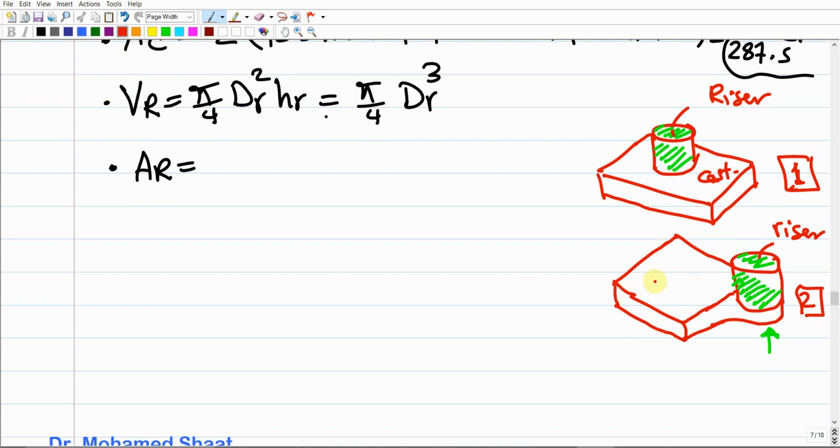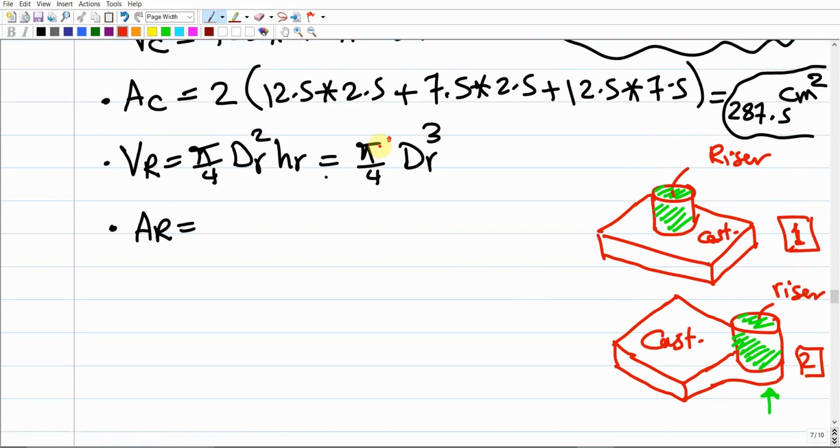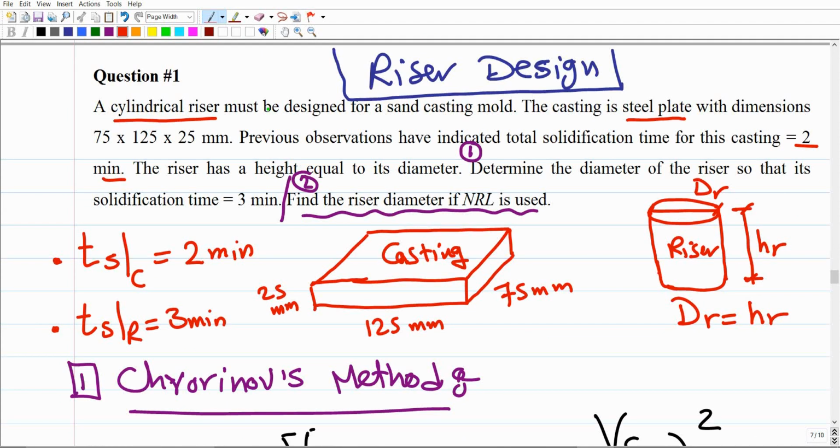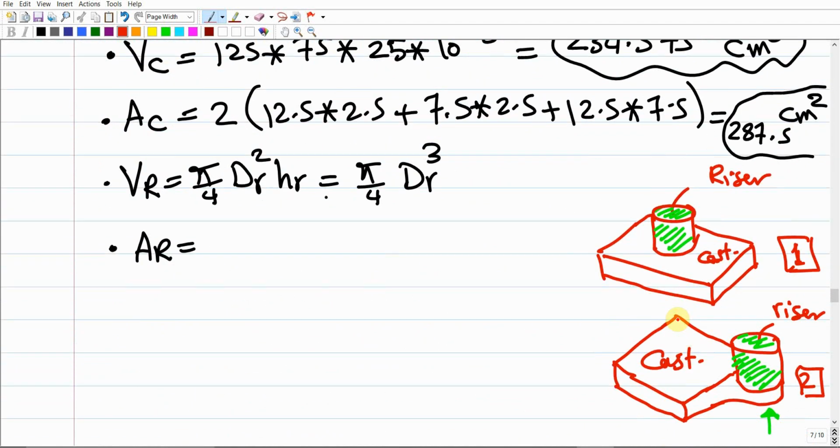Make sense? So if I stated in the problem that the riser is going to be located on the top of the casting, you have to consider that there is one circular area of the riser that should be excluded from the surface area of the riser calculation. But if I said on side, you have to consider all the surface areas. If I didn't mention, as in this case, whether it is on side or on top, you have to define to me whether it is on top or on side. You have to let me know. Then you're going to do the calculation. It's up to you to choose either option.